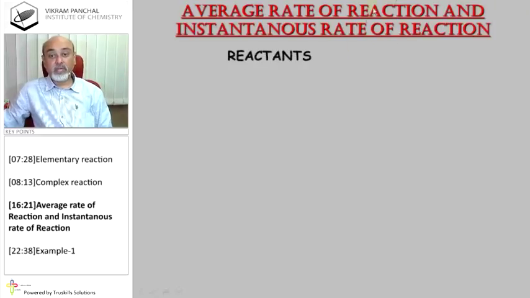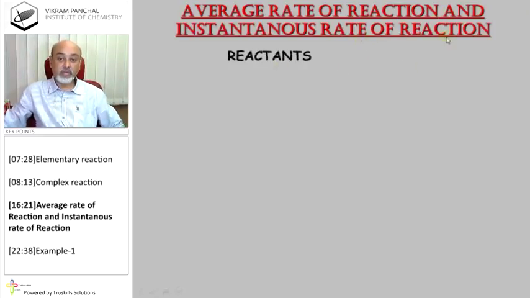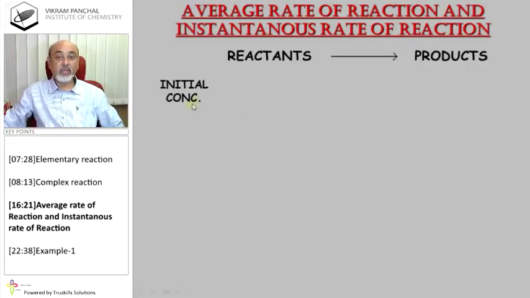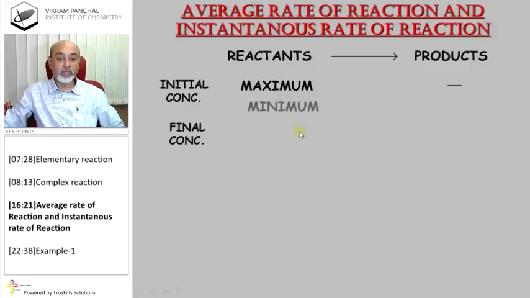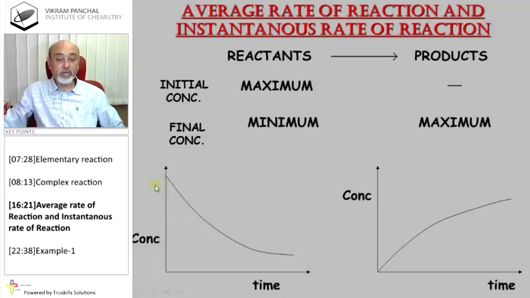Well, average rate of reaction and instantaneous rate of reaction. For this we write reactants give products. Initial concentration of reactants is maximum. Concentration of product in the beginning is 0. Final concentration of reactants will be minimum and product will be maximum. So if you draw individual graphs for reactants and product, then in the beginning reactant is maximum and with respect to time it is decreasing. Product in the beginning is 0, with respect to time it is increasing.